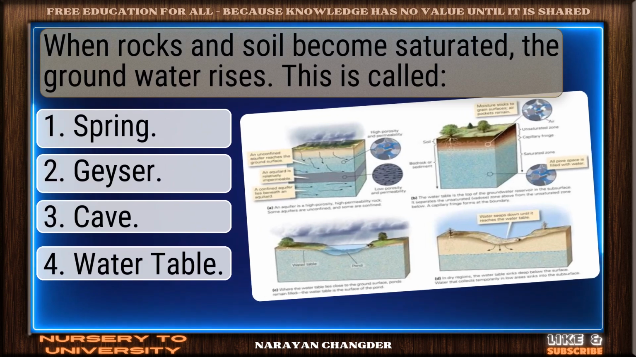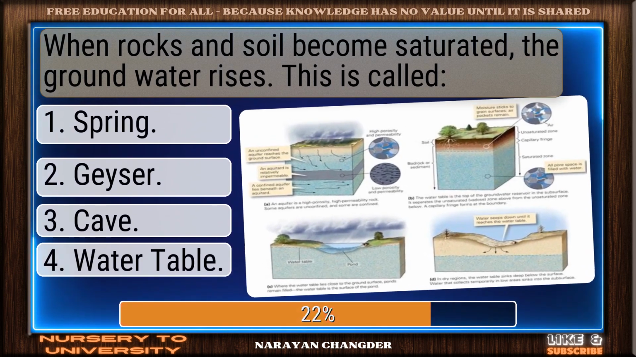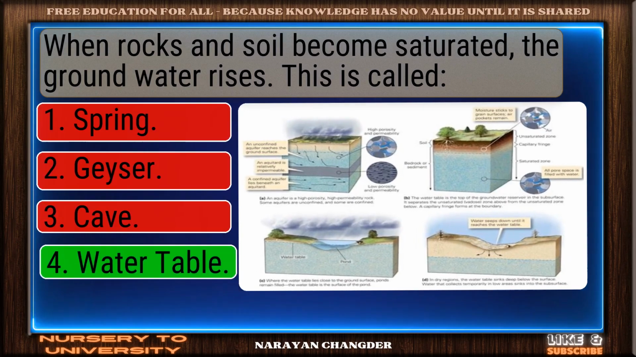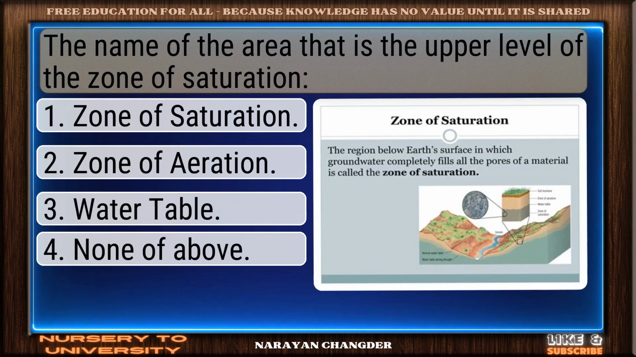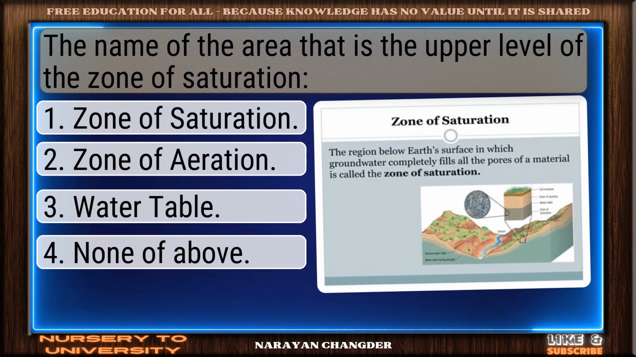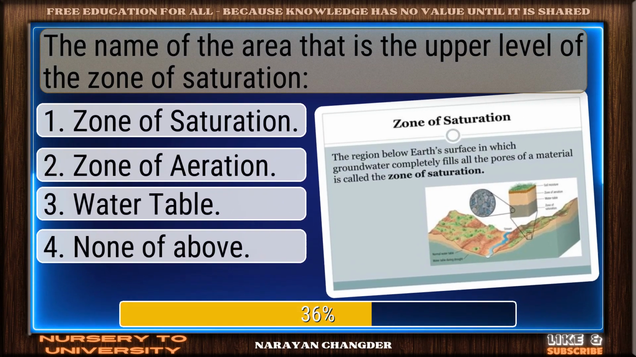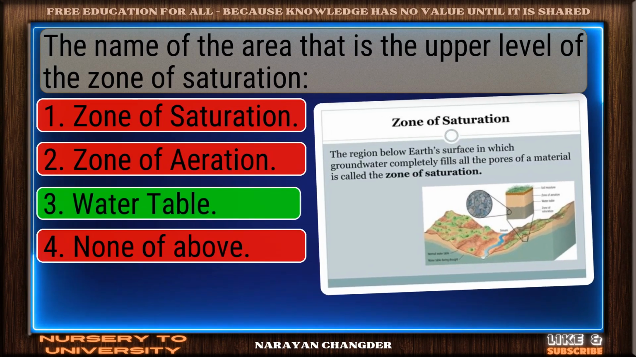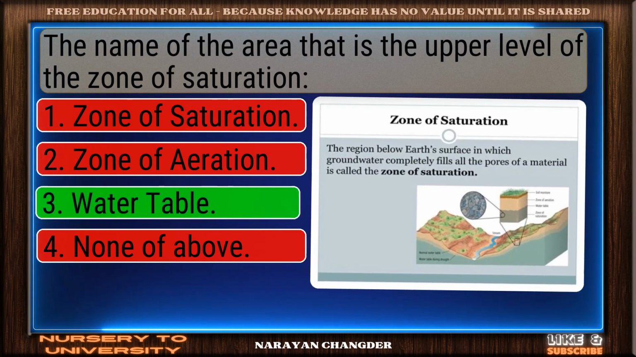When rocks and soil become saturated, the groundwater rises. This is called? On track. Water table is the correct answer. The name of the area that is the upper level of the zone of saturation. Nice selection. Water table is the correct and valid answer.